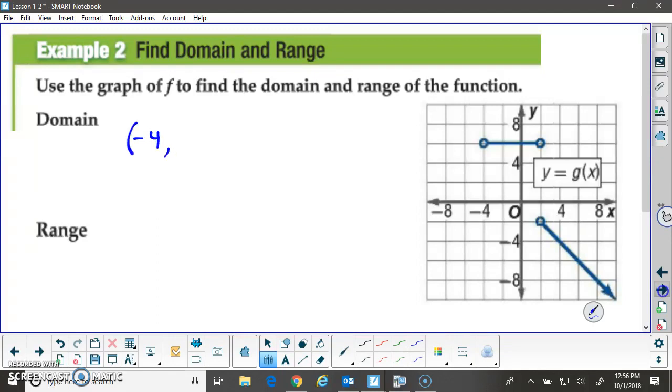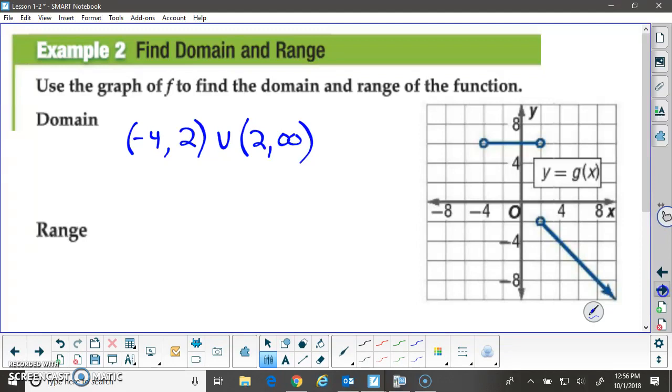And then it stays at that height until you get to positive 2. You use a parenthesis on that. It's broken apart, and then it picks up again at positive 2, and it goes forever to the right. So there's your description of the domain. And again, these are x values that I'm using.